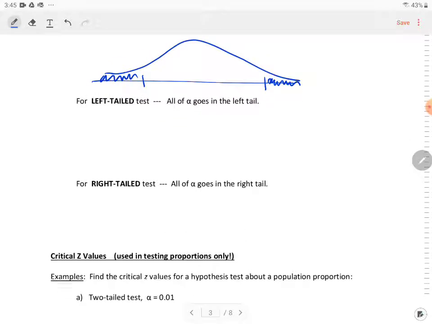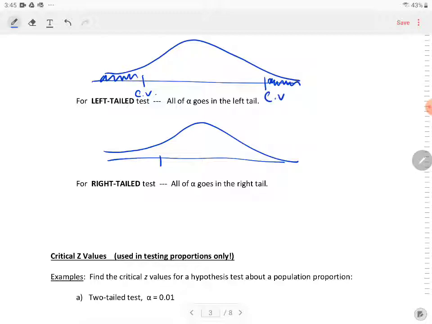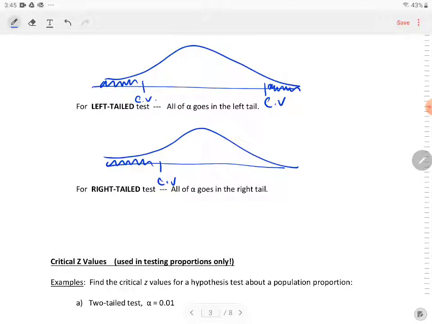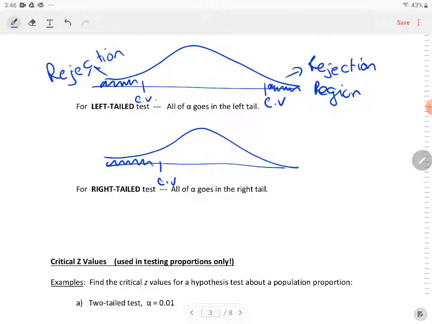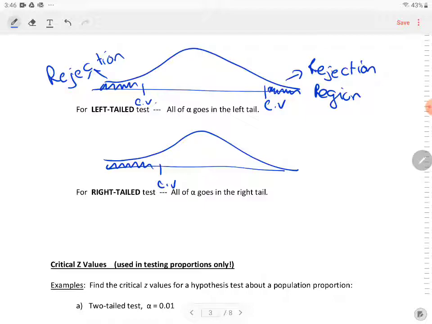A left tail means all of the alpha goes into the left tail. And again, here's your critical value. We'll put CV for critical value. And it shades to the left. And the shaded region is called the rejection region. So this is the rejection region. Okay, each time. So therefore, if your values fall in this area, you reject. If it falls in the middle where it's not shaded, you do not reject.